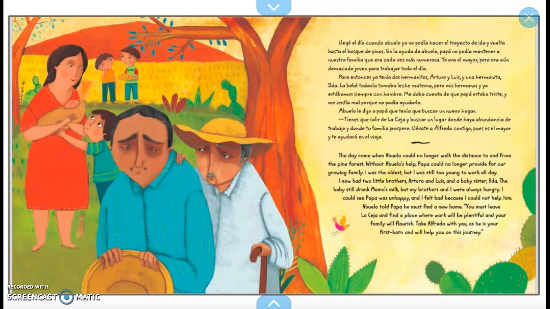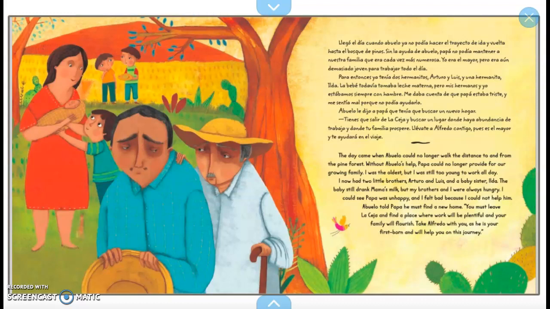The day came when Abuelo could no longer walk the distance to and from the pine forest. Without Abuelo's help, Papa could no longer provide for our growing family. I was the oldest, but I was still too young to work all day. I now had 2 little brothers, Arturo and Luis, and a baby sister, Ilda. The baby still drank Mama's milk, but my brothers and I were always hungry. I could see Papa was unhappy, and I felt bad because I could not help him.